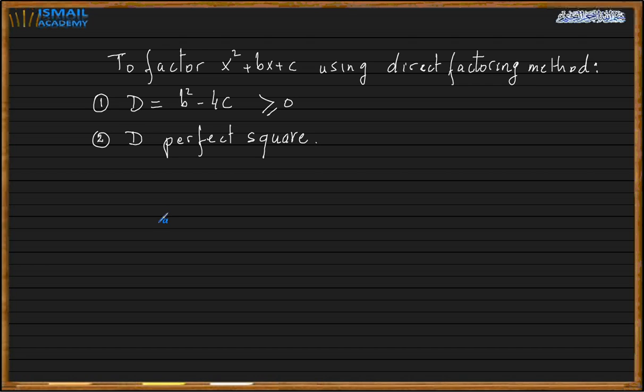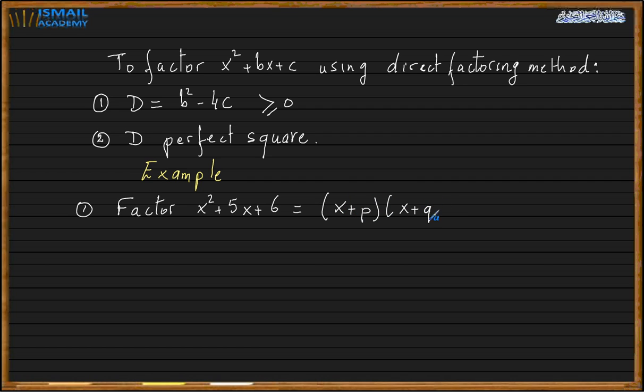All right, let's do an example to show you how the idea works. Let's do the first example. If I want to factor x squared plus 5x plus 6, that means I want to write this as x plus p times x plus q. First thing, let me find the discriminant.